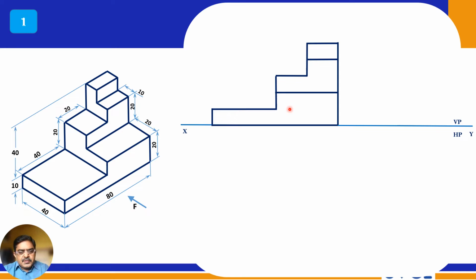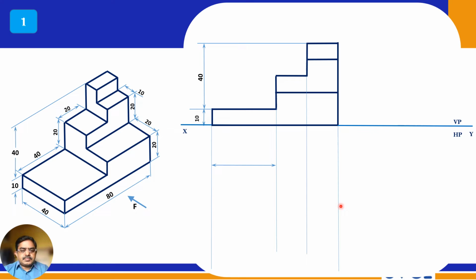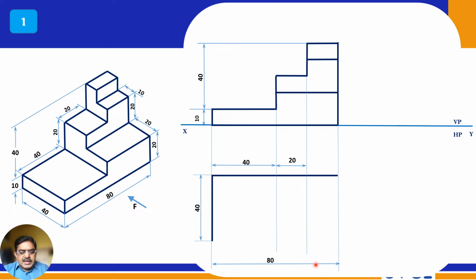So this is the front view, right? For which the top view is, so give the dimensions 40, 10, right? For the top view, from each and every corner draw projectors. Now this is 40 mm, this is 40, and this is 20 mm, and this is obviously 20 mm, totally 80 mm, right? And this width is 40 mm, so this is 40 mm, and the total width is 80 mm, right?